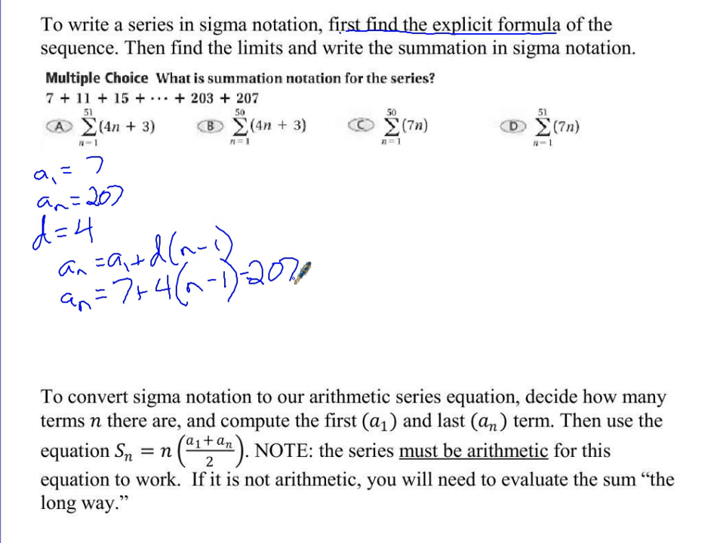All right, so let's solve now for n. What do we do? Subtract 7. Don't distribute. Subtract 7 from both sides, and now we have 4 times n minus 1 equals 200. Now divide everything by 4, and we have n minus 1 equals 50. Now we add 1 to both sides, and we get n equals 51. So actually, the 51st term in this series is 207.